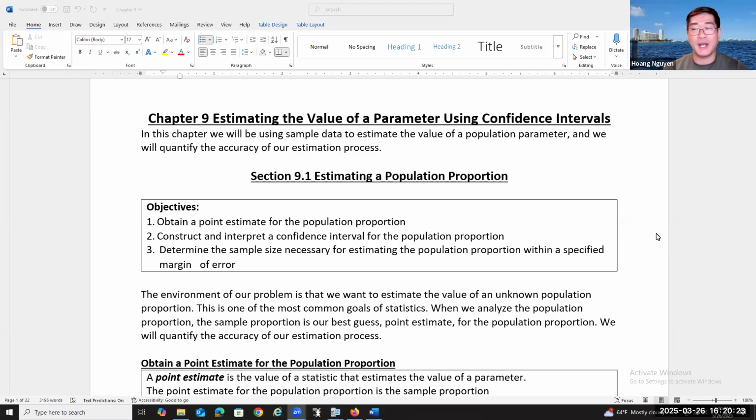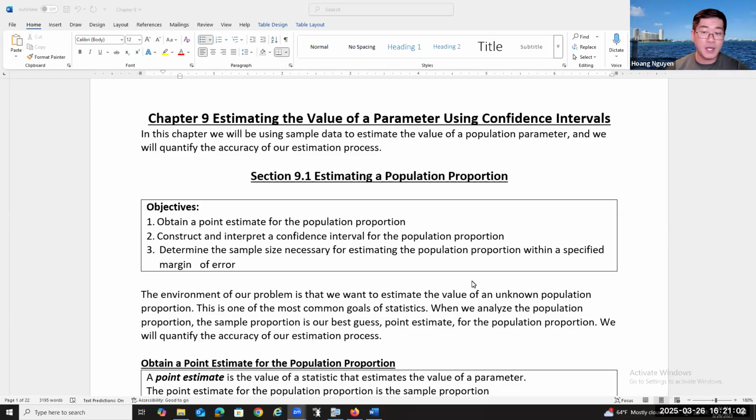In this recording, we're going to take a look at the new chapter, which is chapter 9, and more specifically, section 9.1, estimating a population proportion. This moves us on to the second half of the semester, which is about inferential statistics. The idea of inferential statistics is that we use some sample statistic to estimate a population parameter. That's the idea of the second half of our class: we use sample data or sample statistics to estimate population parameters.